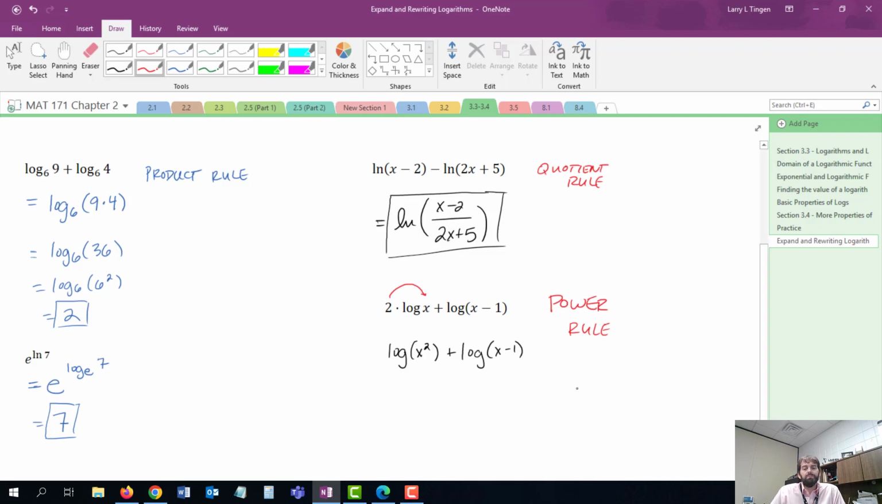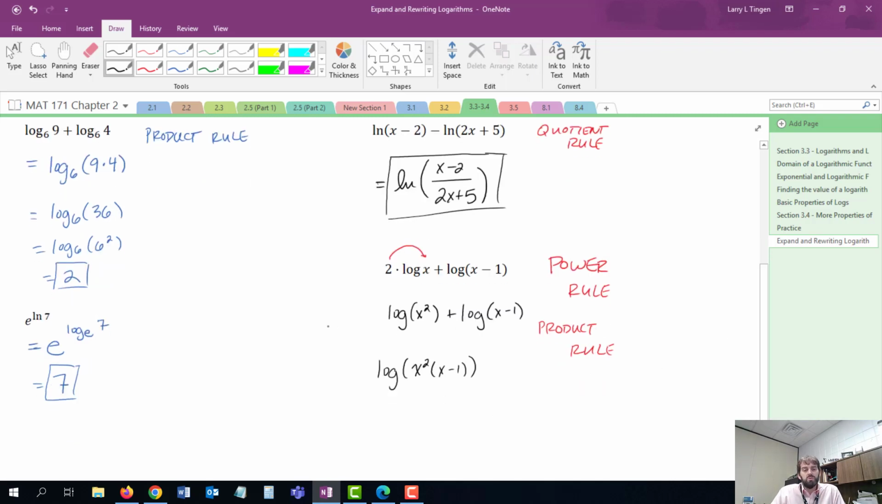And now the product rule comes into play. The product rule says if I have addition on the outside, that can be rewritten as multiplication on the inside, x minus 1. And if you want to complete that, if you want to distribute in there, you absolutely can. That's log of x squared times x is x cubed, x squared times negative 1 is negative x squared. There's nothing left to do.